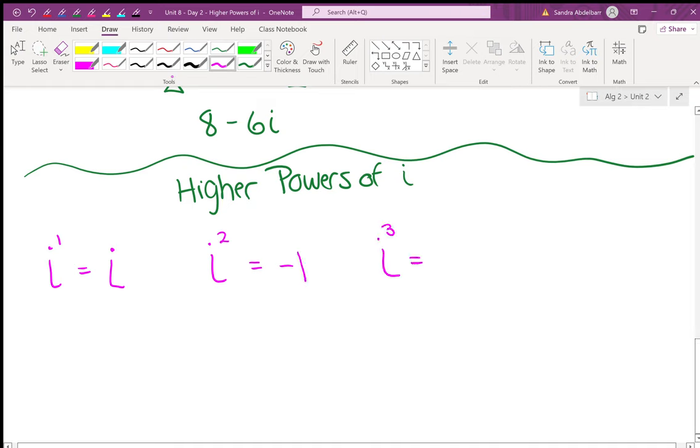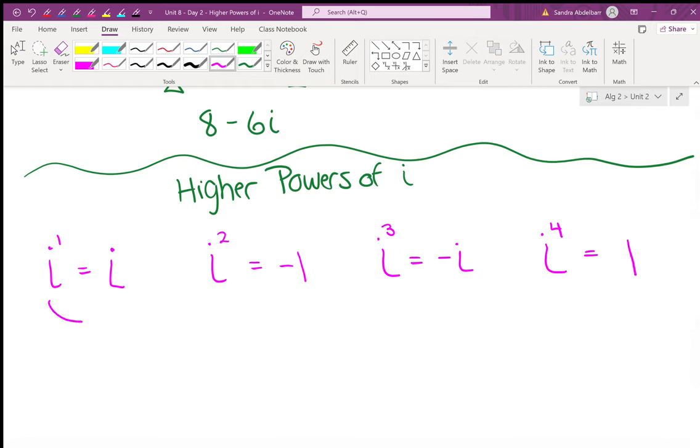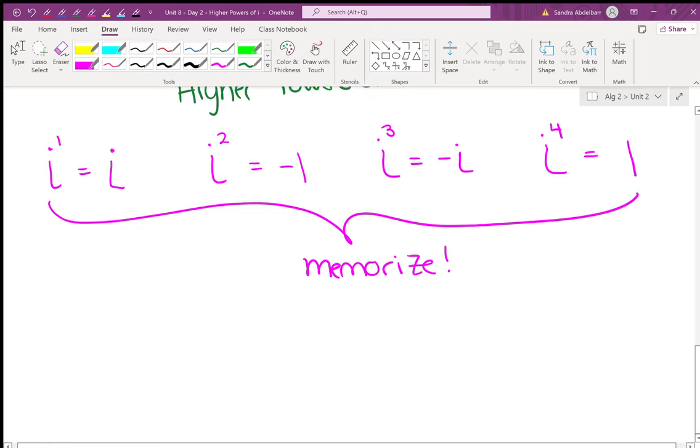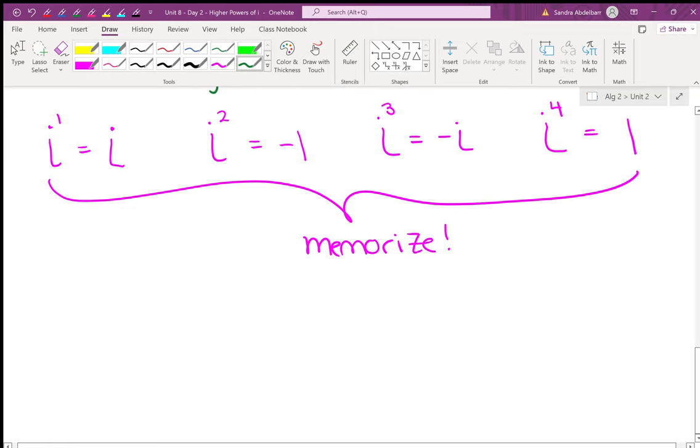What about i to the third power? What did we say that was? Negative i. And i to the fourth power? 1. Do you think you have to memorize this? Yes, you must memorize. All right, so now we're going to take it to the higher powers, higher than 4. So there is a shortcut. Let's see how many we need to do before the majority of you catch on to the shortcut.